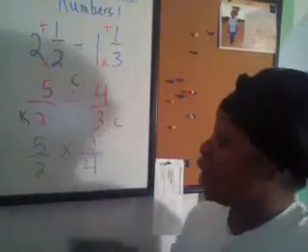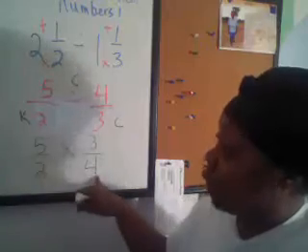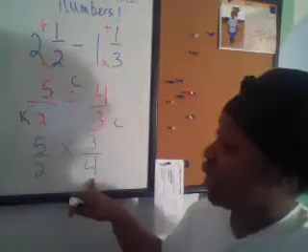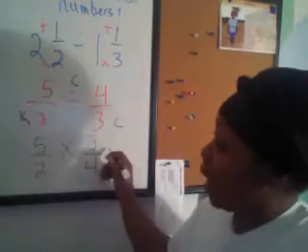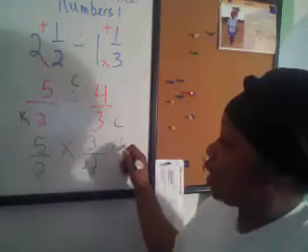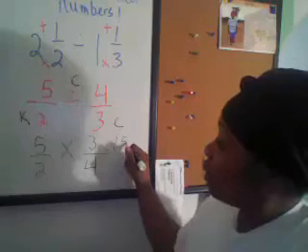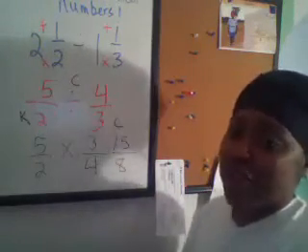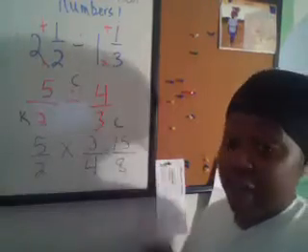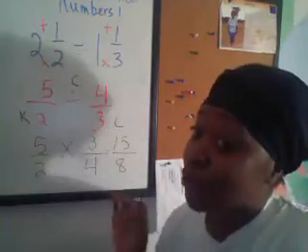Before I multiply, can I reduce 5 over 4? No. Can I reduce 3 over 2? No. So let me just multiply across. This becomes 15 over 8. So now our answer is 15 over 8, which is an improper fraction.